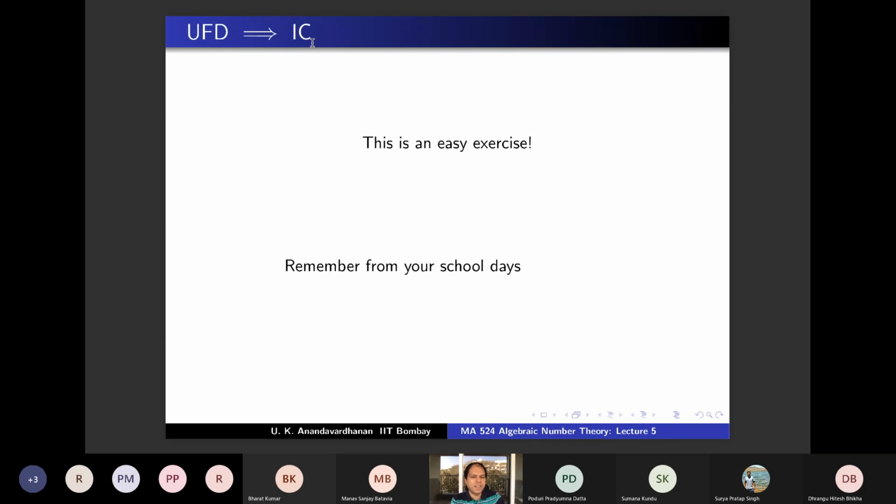In fact, it's an exercise that you could have done in your school, because in your school, maybe I don't know which standard you would have proved it, 9th or 8th standard maybe, or maybe even before, you have proved that there's a standard proof of root 2 is irrational. It's the same proof. UFD implies integrally closed. It's the same trick. So that you do. Otherwise, you look at Lang.